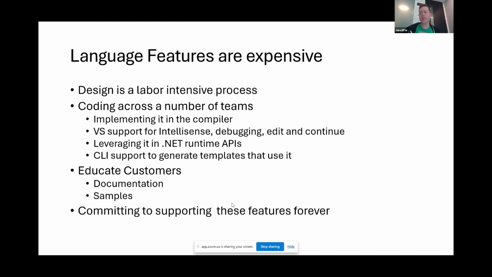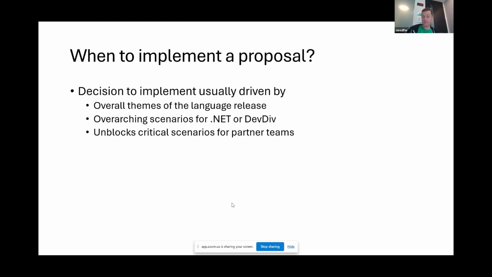And the last little bit is language features are very expensive to implement. The design is a labor-intensive process. In terms of actually implementing them, you're often talking about coding across a number of teams. You have to implement the compiler, you have to add VS support, you have to integrate it into the .NET runtime APIs, and oftentimes you actually have to change the CLI and the templates to take advantage of those features. And after that, we have to spend time educating customers, producing documentation, showing them samples. And as an entire group, we have to commit to supporting these features basically forever. So these are very big hammers, and we don't take the implementation of them very lightly. We treat them very carefully.